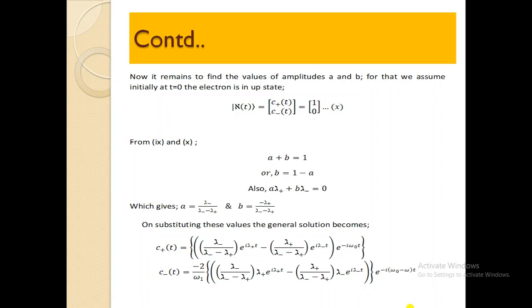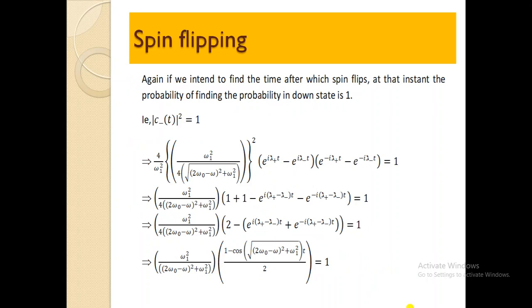Again, we also want to know that if initially the electron is in up state, then at which time the electron will be in down state. For that we have to determine the probability of c minus t. Spin flipping. Now we intend to determine the condition of spin flipping. If we intend to find the time after which the spin flips, at that instant the probability of finding the electron in down state is 1.